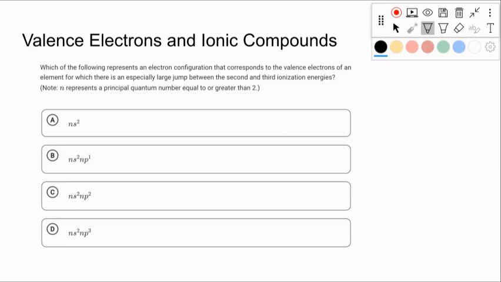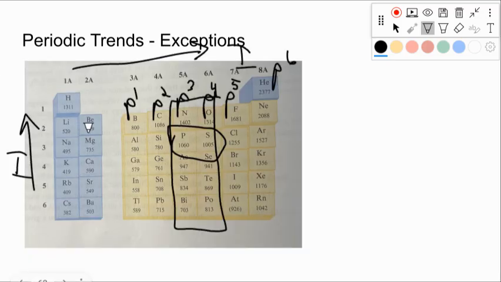Is it saying there's an especially large jump between the second and third ionization energies? So it's saying what would be the electron configuration that would match that? Well, its valence electrons would be 2 because it wants to lose 2 electrons. It does not want to lose a third electron. That's why it's saying between second and third ionization energies. And so this is talking about your alkaline earth metals. It is talking about anything in this group because it would lose 1 electron, 2 electrons to become these noble gases. It does not want to lose any more than that.